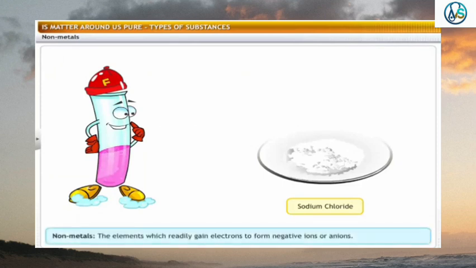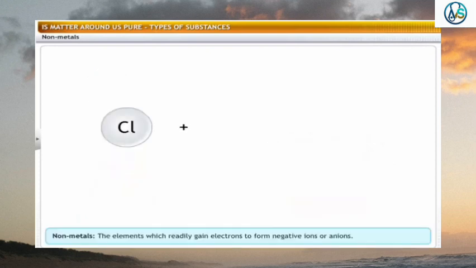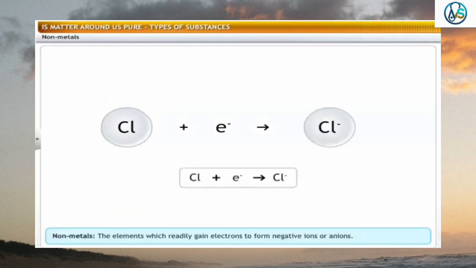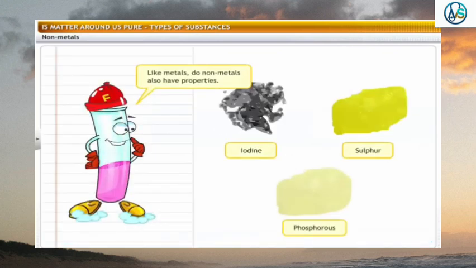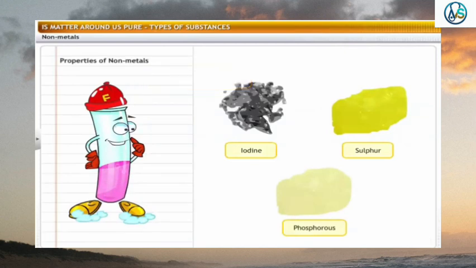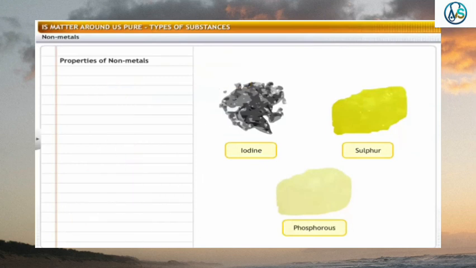Nonmetals are the elements which readily gain electrons to form negative ions or anions. For example, chlorine accepts electrons from a metal like sodium and forms a negatively charged chloride anion. Like metals, do nonmetals also have properties? Yes, of course. Let's look at some of the properties of nonmetals. Nonmetals usually show some or all of the following properties. They do not exhibit luster.